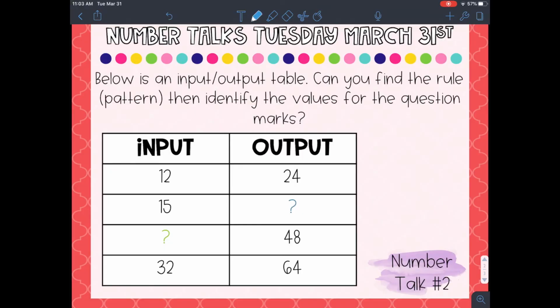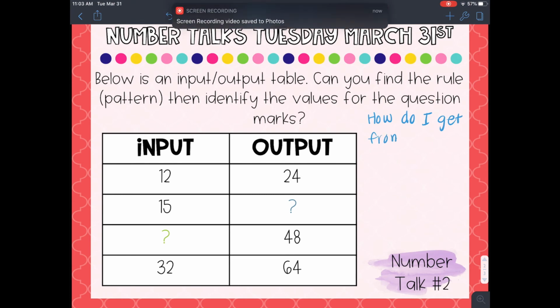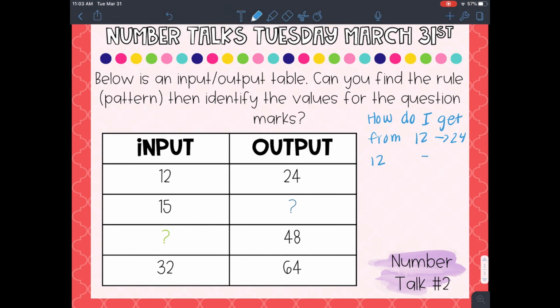Moving on to number talk number 2, we have an input-output table. So we are trying to figure out how do we get from the input of 12 to the output of 24. So what operation can I use? I know it's getting bigger, so I can use addition or multiplication. I know a multiplication fact that could get me there. I could do times 2, because I know 12 times 2 is 24.